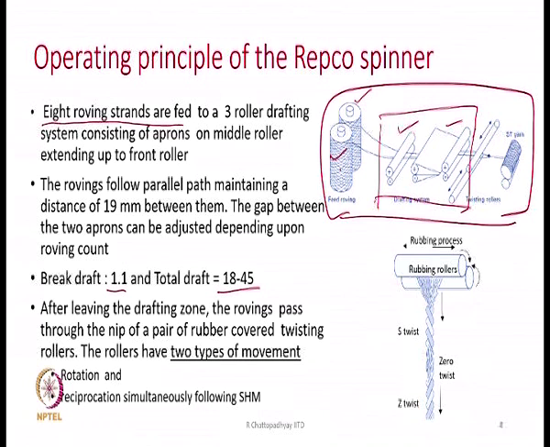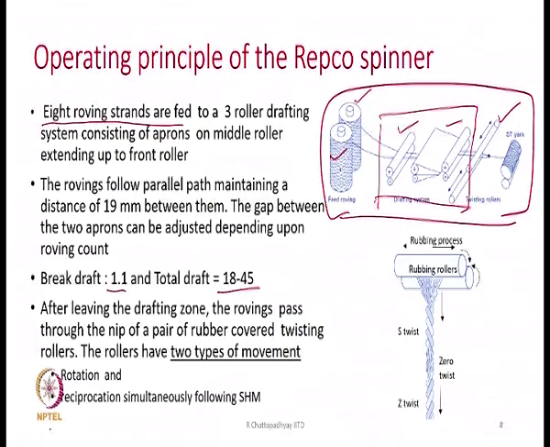After leaving the drafting zone, what we have is 2 twisting rollers. These are the twisting rollers. This is the most important part of the machine. The twisting rollers are really the heart of the machine. The twisting rollers have 2 types of movement. One is they are rotating on their own axis, the way other rollers also rotate.